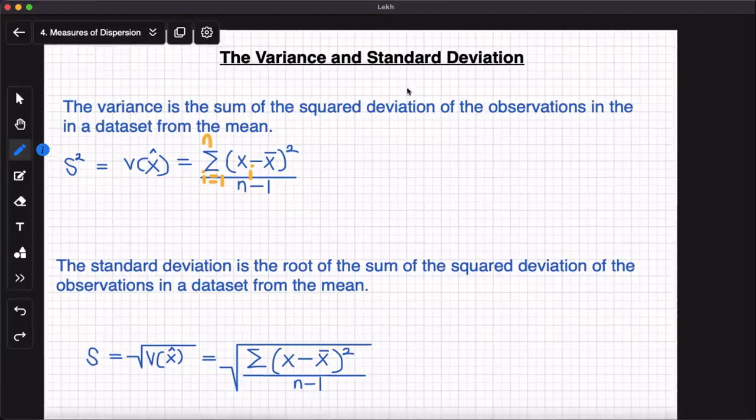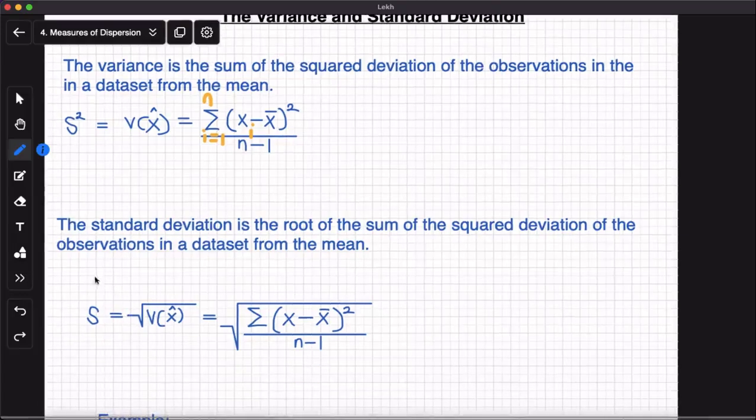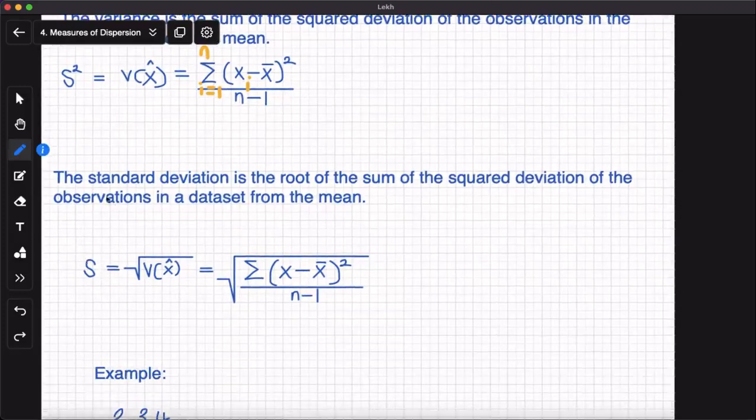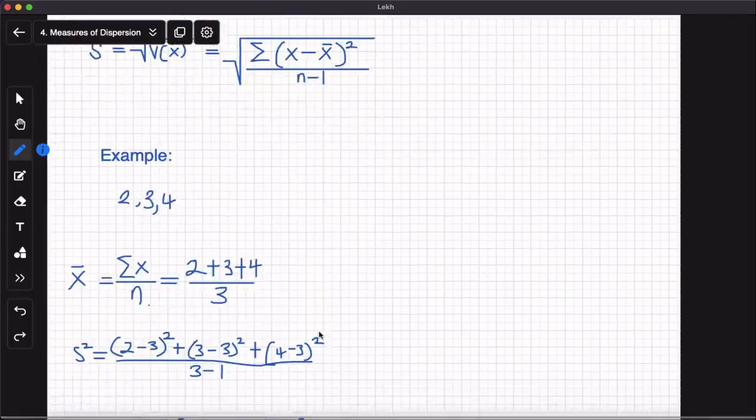The variance is the sum of the squared deviations of the observations in the data set. You can obtain it using the formula you see here. When you take the square root, it becomes what we call the standard deviation. All right, let's take an example.